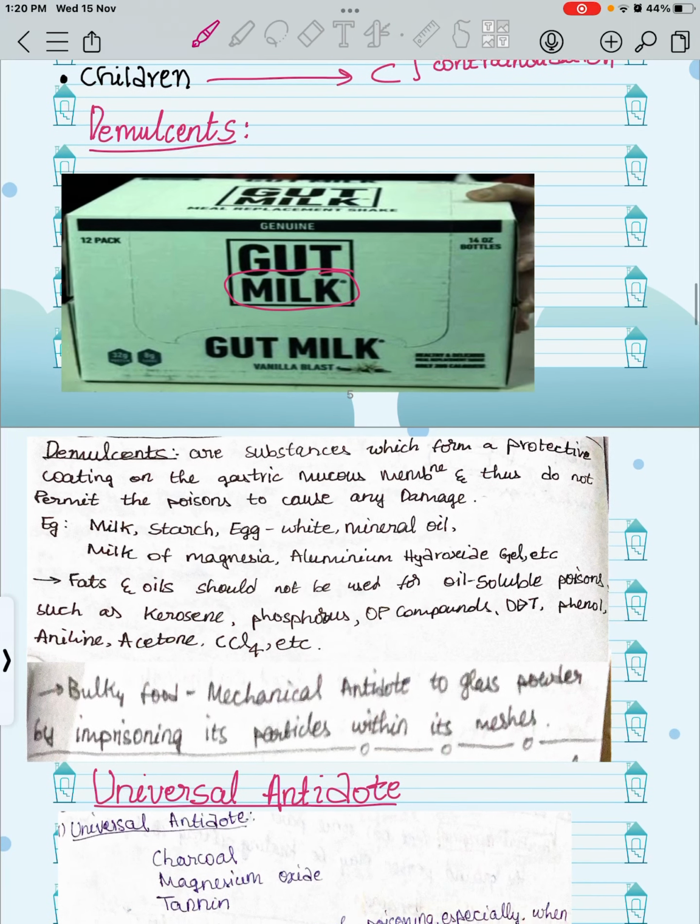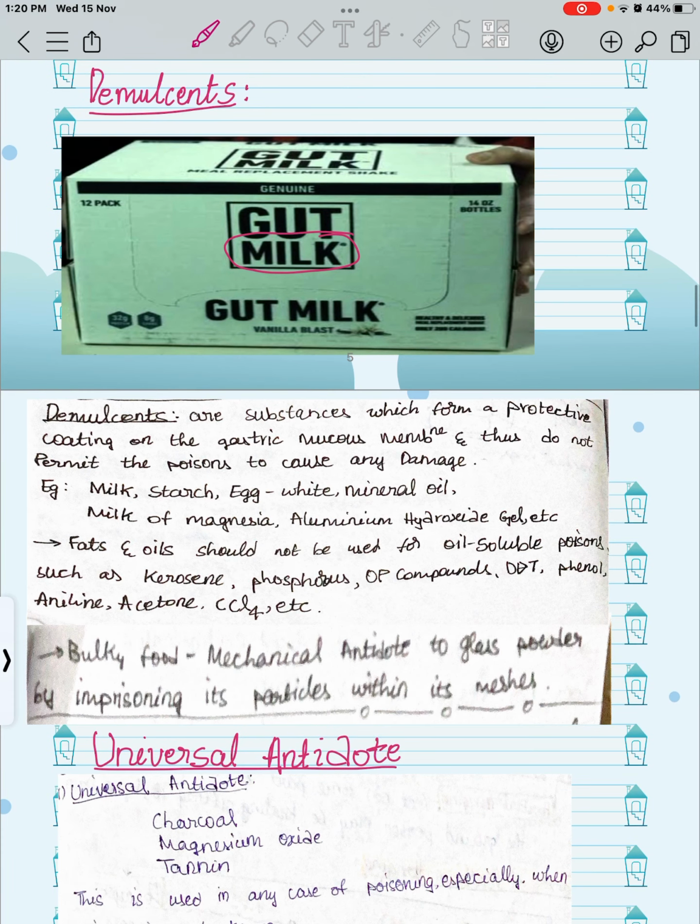Demulsions. Demulsions are substances which form a protective coating on the gastric mucous membrane and thus do not permit the poisons to cause any damage. Example: milk, starch, egg white, mineral oil, milk of magnesia, aluminum hydroxide gel, etc.